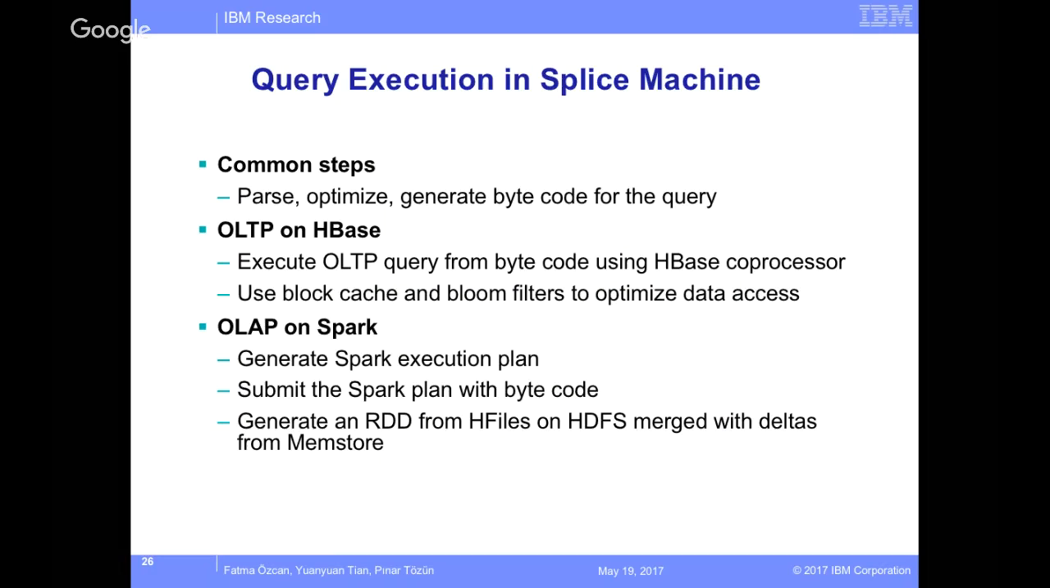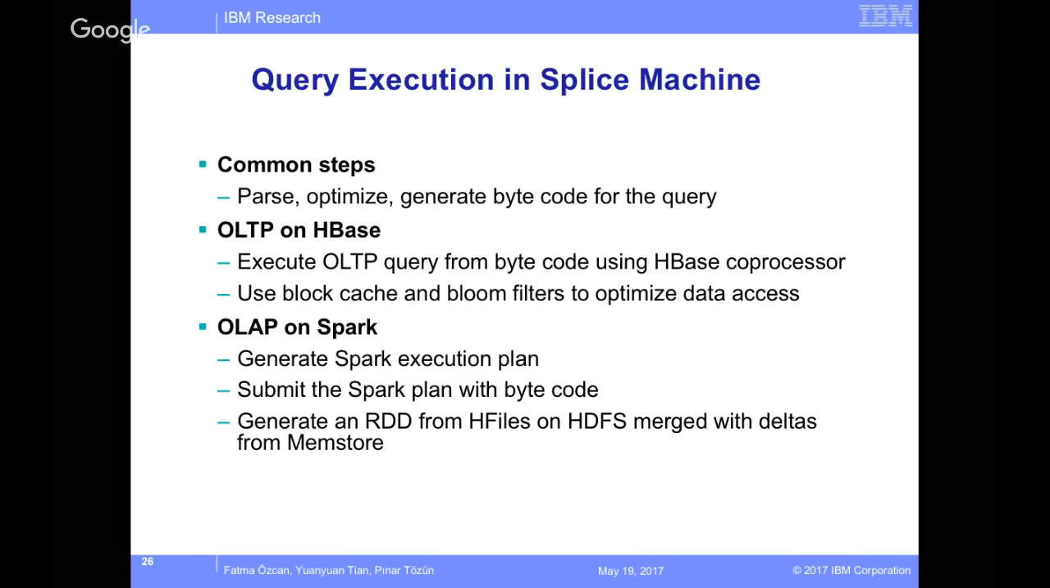For query execution, there are some common steps. First, it all goes through Derby's parser and optimizer and generates bytecode for the query. And then it depends on the kind of query. For OLTP, it executes OLTP queries from the bytecode using HBase coprocessors. Here, there are some optimization opportunities. You can use block hash or Bloom filters to optimize the data access.